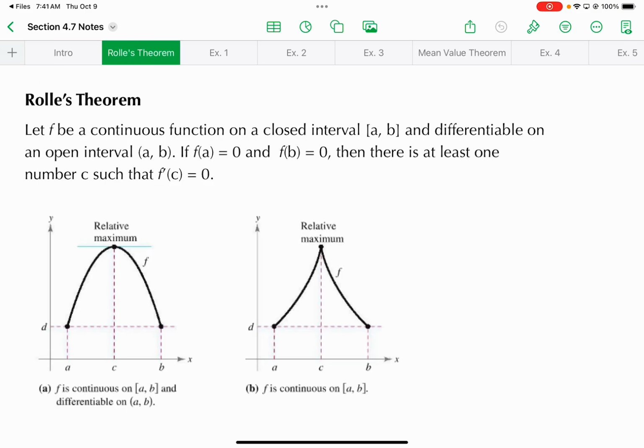Okay. All right. So first of all, Rolle's theorem. I can't remember if it's Michael or Michel. I can't remember how you pronounce this mathematician's first name.